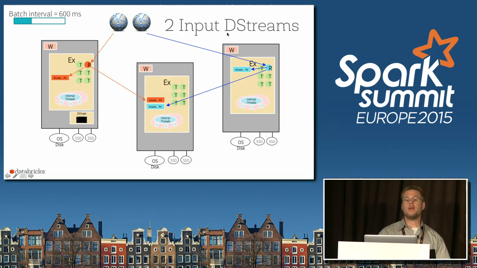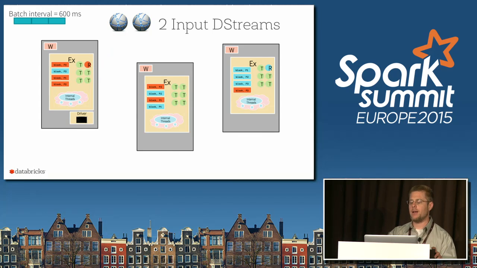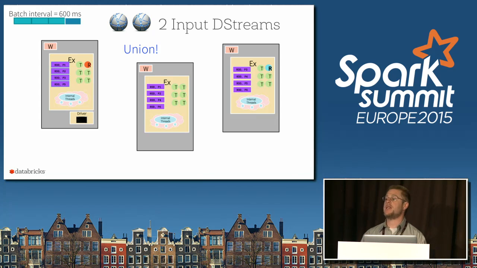You can receive input from 2 streams and do things with them. So you could have 2 streams that are maybe reading from the same source, or 2 streams from 2 different sources. And in this example, we've actually got 2 receivers. So we've got a receiver for each of these, and we're just writing out 2 collections of blocks that become 2 RDDs in parallel. So here are our blocks, and then when we move on to the next interval, those become RDDs, and we could union those 2 things together.